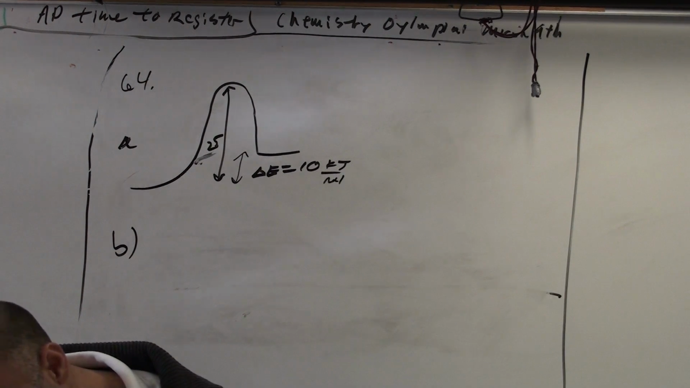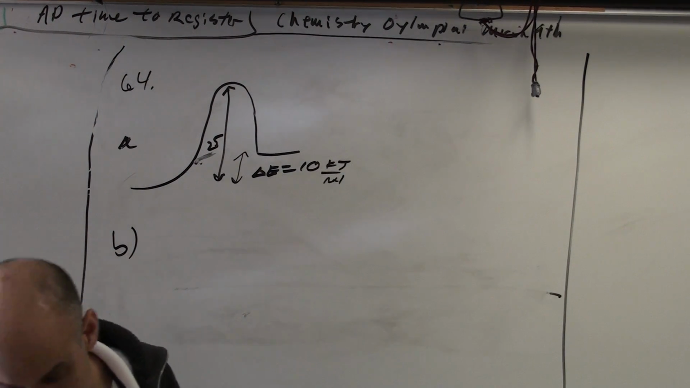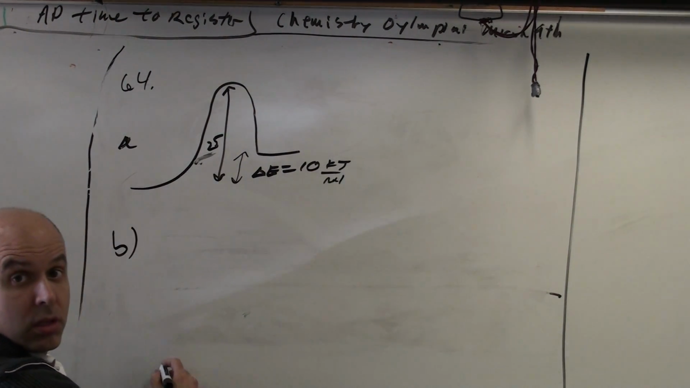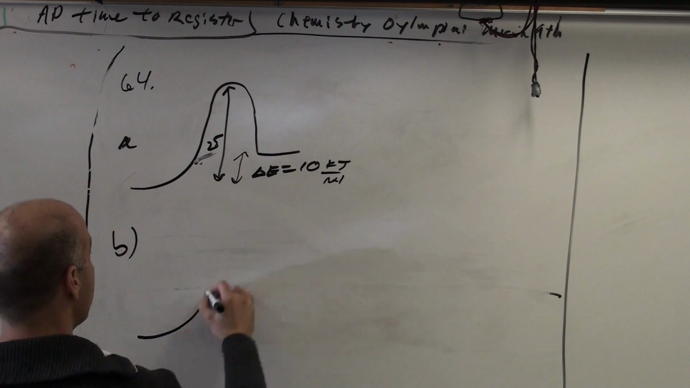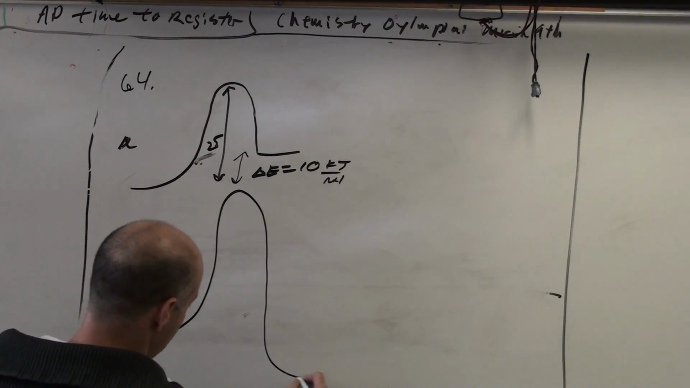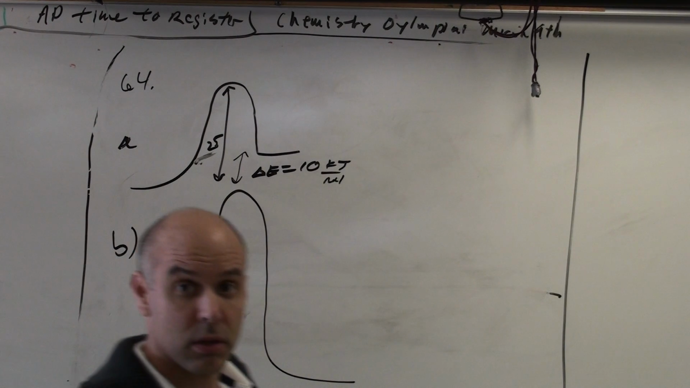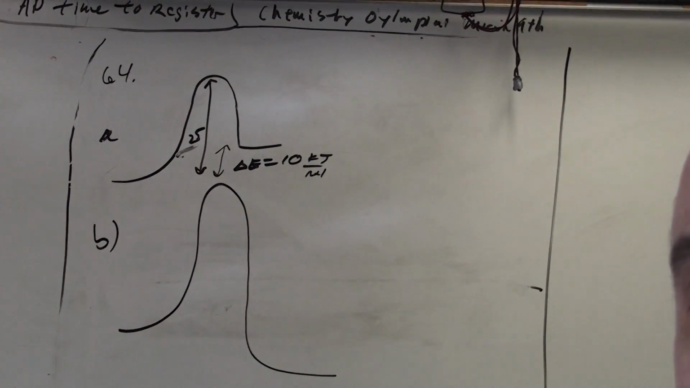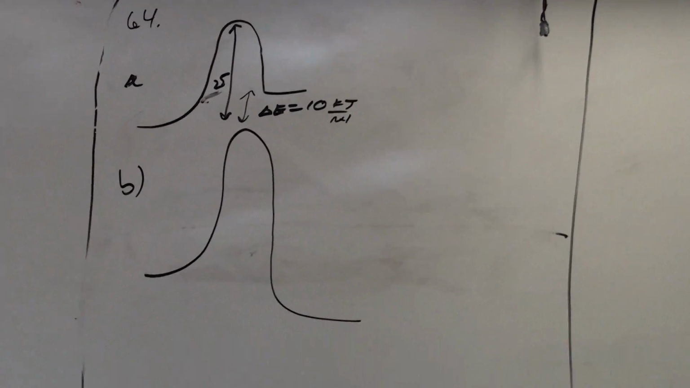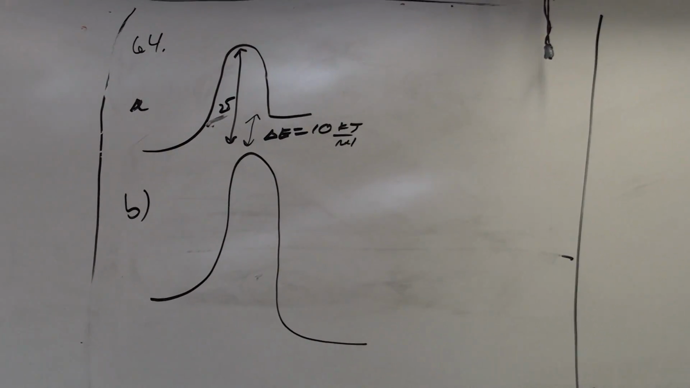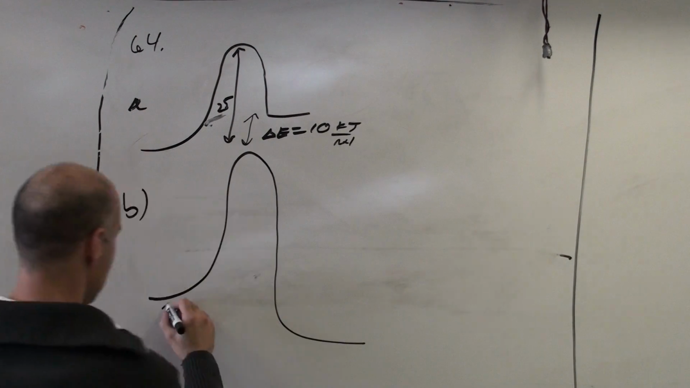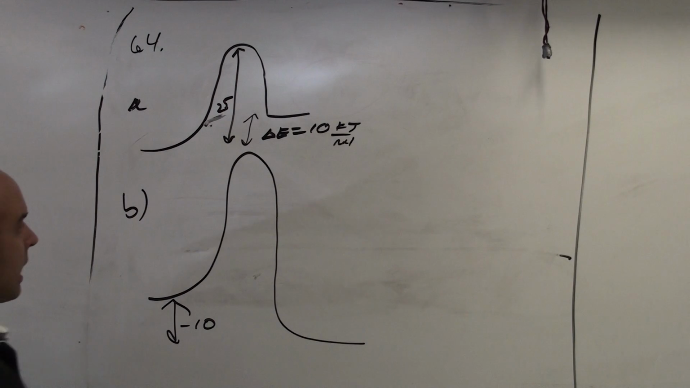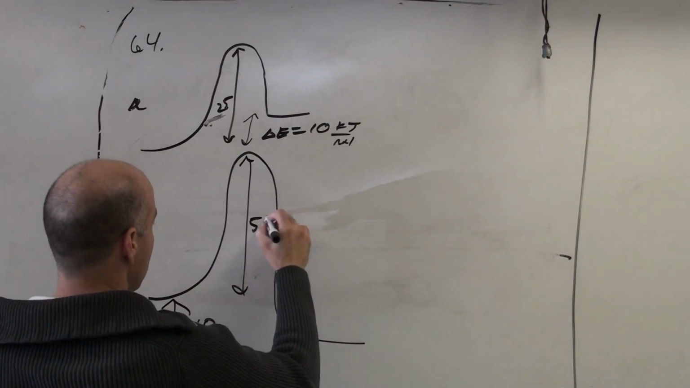For B, our delta E is negative 10 and our activation energy hill is 50. So we're going to have a bigger hill, let's see how far down I can go, but we're going to get 10 out. So the difference is negative 10, so that's going to be an exothermic reaction. And the height of our hill is going to be 50.